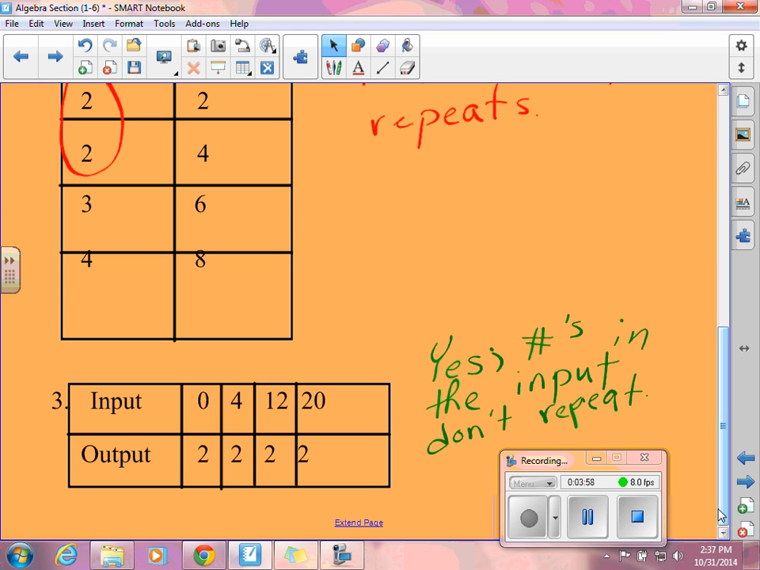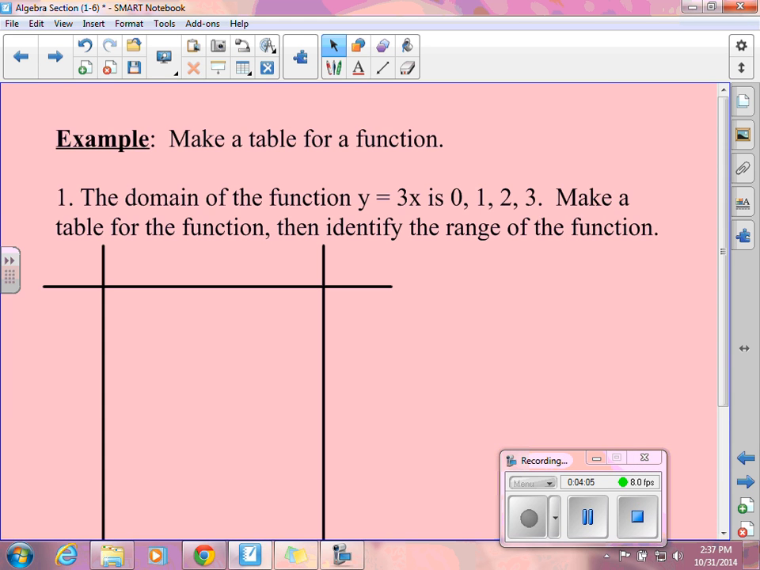But right now, for our purposes, we're just going to be looking at the tables, right? Let's take a look at this next one. Notice it says make a table for the function. You'll notice they give me the domain, which of course is my input, and those numbers are 0, 1, 2, and 3. They're asking us to make a table. Now, when you make a table for me, this is how I want you to do the table. All right. And so in the first column, I'm going to put an X. In the middle column, it's y = 3x. And in the final column, I'm going to put the y.